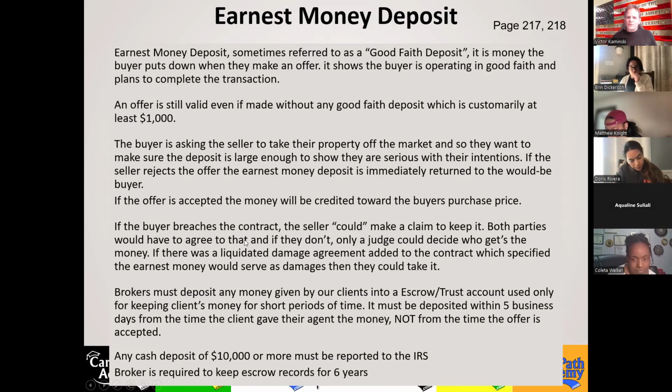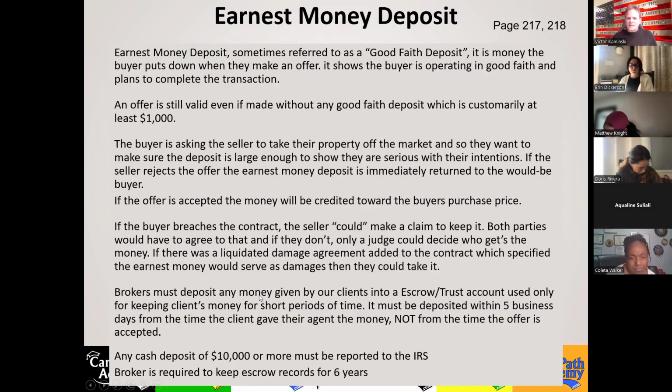Both parties would have to agree to that, and if they don't, then only a judge can decide who gets the money. And the broker has to keep that money in their escrow account until they transfer it over to a court. If there was a liquidated damage agreement added to the contract, which specifies the earnest money would serve as damages, then they could take it.